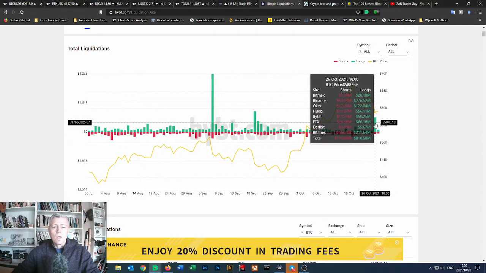So what happened was that on the 27th, you can see here this is all the long liquidations, which means when you buy low and sell high, shorts are when you buy high and sell low. You can make money both ways if you're trading leveraged positions. And you can see here the total wrecked, or the total liquidations, was $810 million.